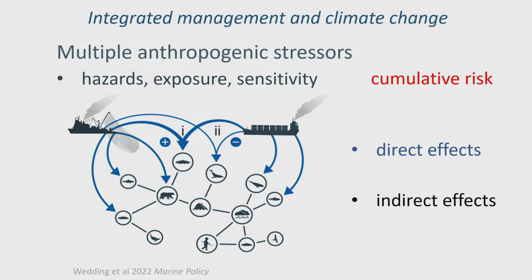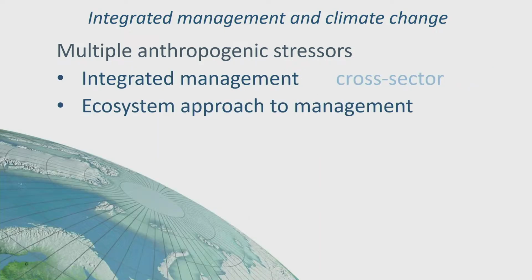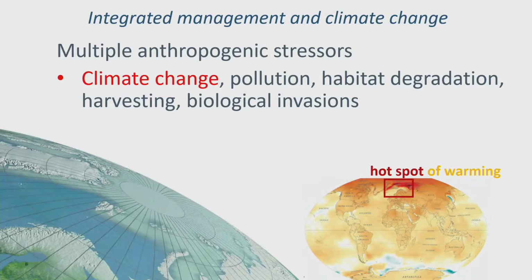And one other reason is that one effect of climate change is to modify the indirect effects of multiple stresses. So two ingredients for a sustainable management of multiple stresses are integrated management, so this cross-sector perspective that was discussed in previous talks, and the other is this ecosystem approach to management that opens up for the indirect effects from multiple stresses. And then we have problems related to climate change. So we'll see how to handle that in the following slides.